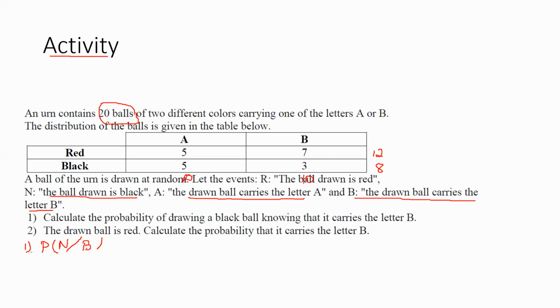I am going to solve it in 2 ways. First way, direct use of the definition. Whenever we have conditional probability, I put this slash. The event that I need to calculate its probability goes above the slash, and the one which is given is below the slash. Knowing that it carries the letter B, we put it below the slash.